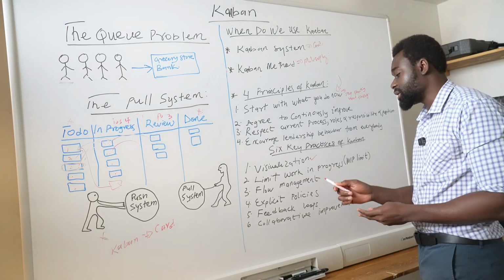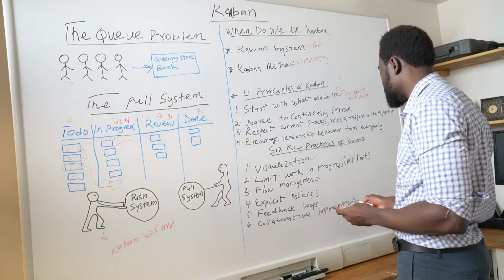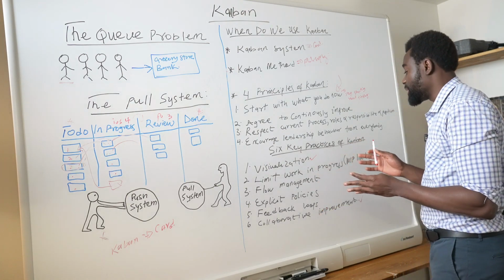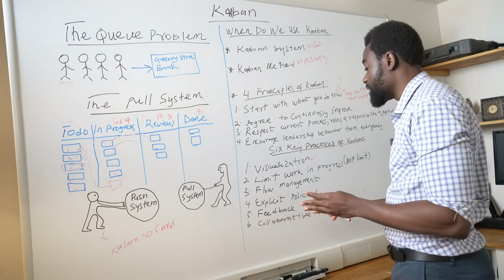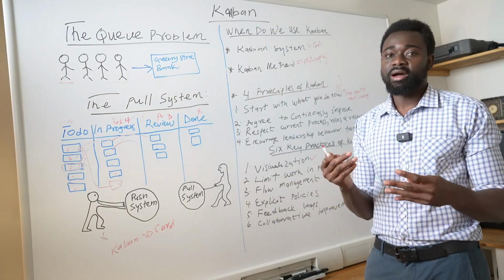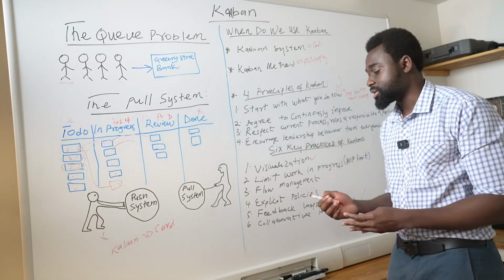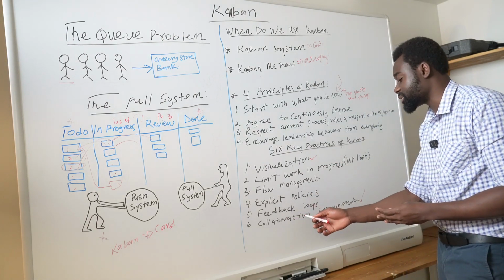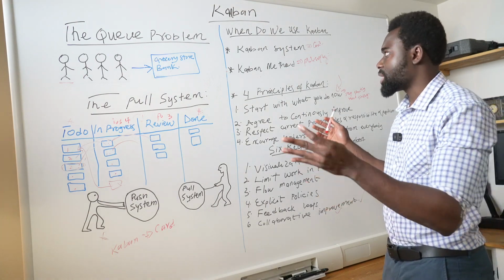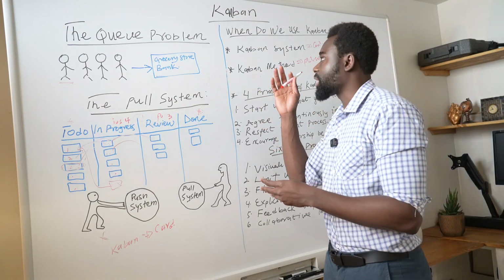And the last one is collaborative improvement. We always want to make sure that in the Kanban 6 key practices, collaborative improvement is very necessary, to be able to collaborate as a team and avoid working in silos. And so Kanban practices encourage this. And pretty much that's what I wanted to talk to you guys about Kanban today.